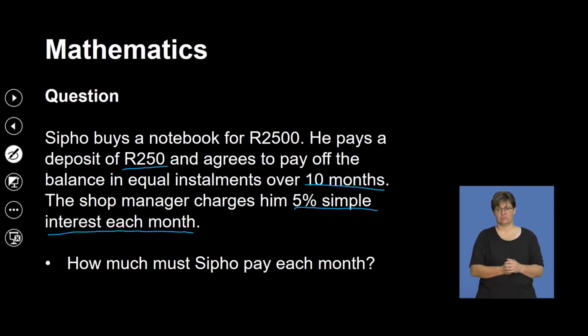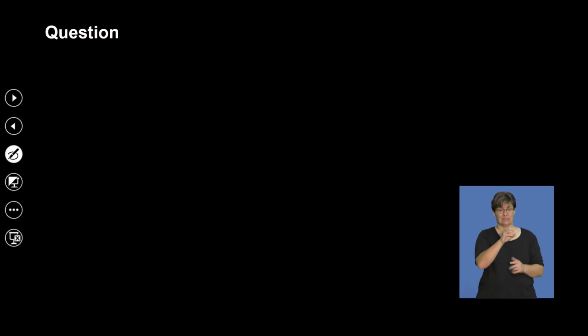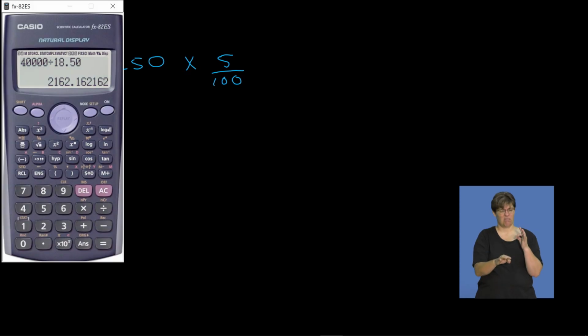So Sipho actually paid 250 rands at the time, so it means it will be 2,250 that Sipho still needs to pay. But now I want to find what is the 5% of this amount, right? So this is like a simple, straightforward calculation.